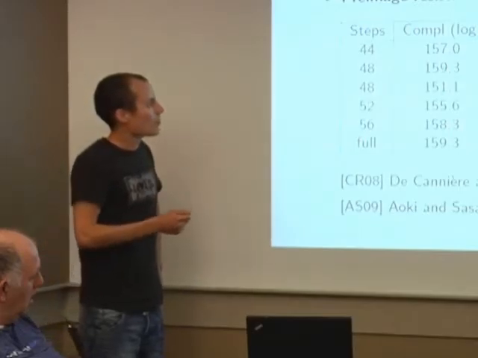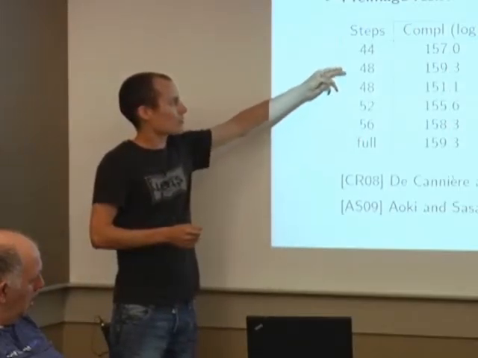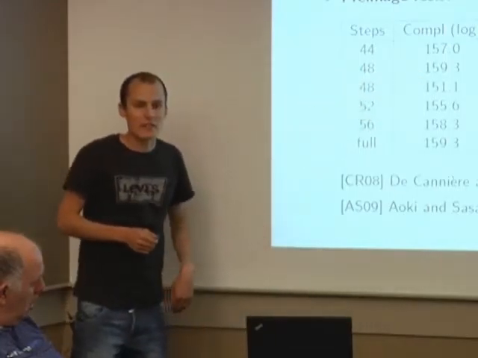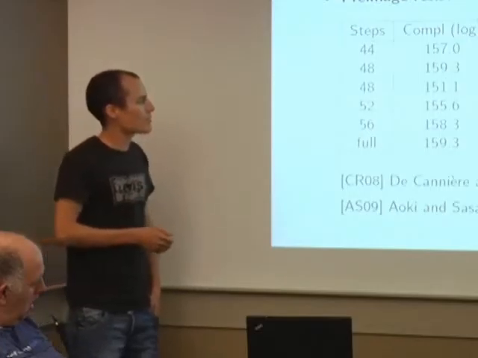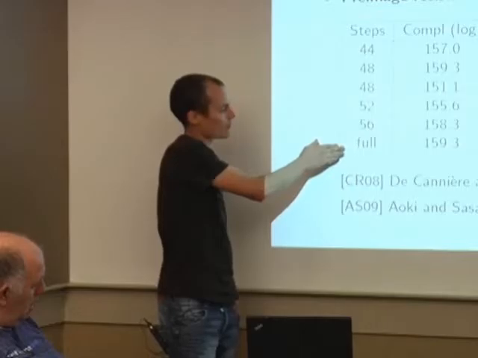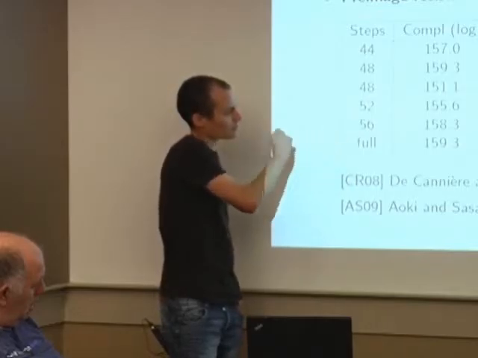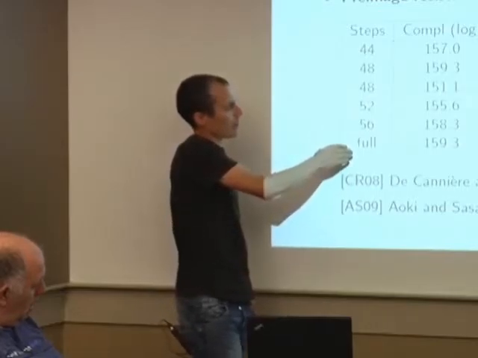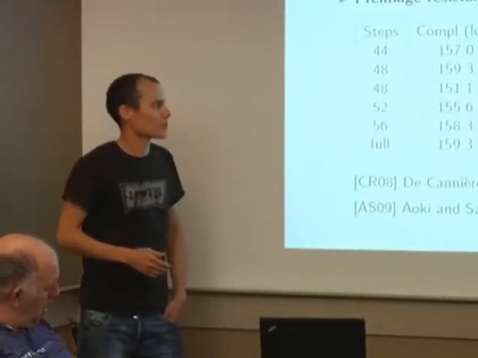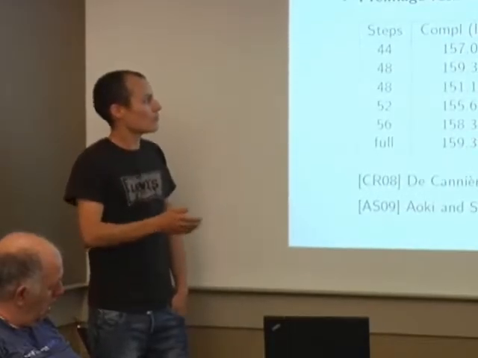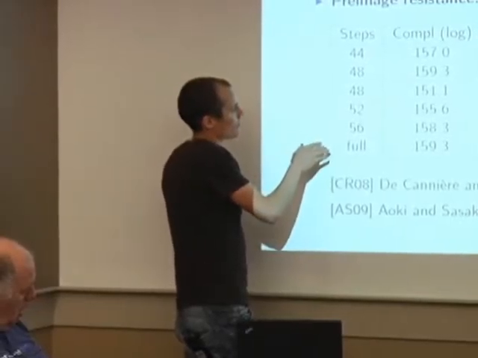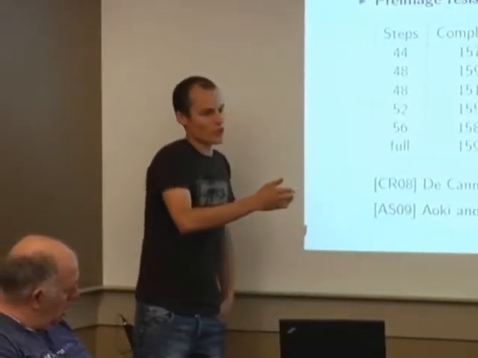One year later, Aoki and Sasaki gave a technique that worked a little bit faster than exhaustive search for 48 steps. What we can do now in this paper is say something on the full number of steps, which is these 80 steps. It has essentially the same complexity as the result from Crypto '09, which only worked for these 48 steps. But it is very close to exhaustive search.